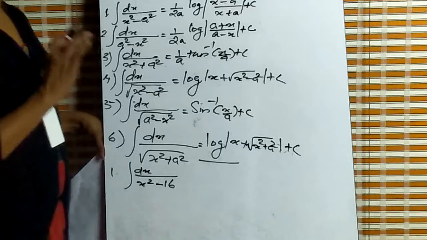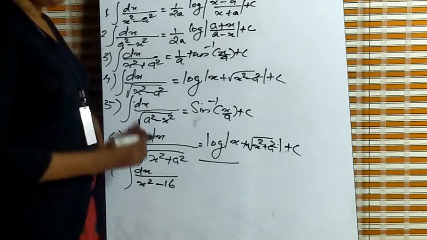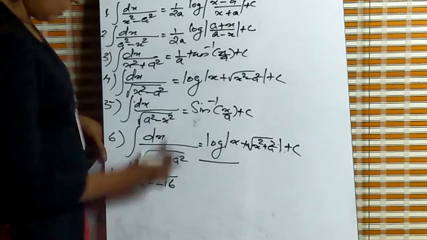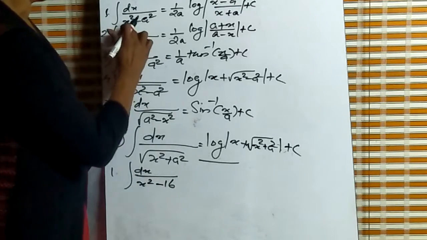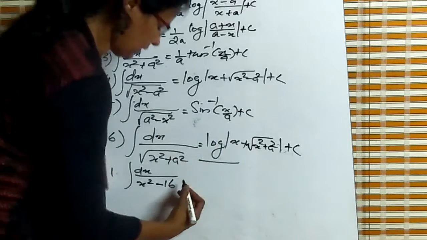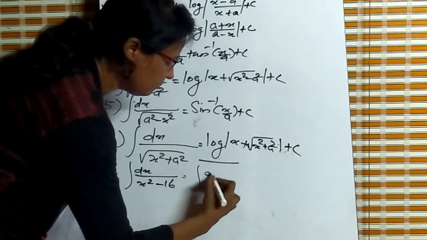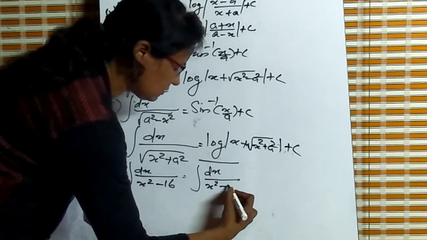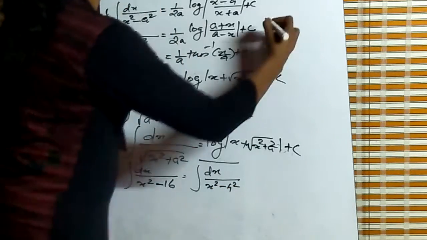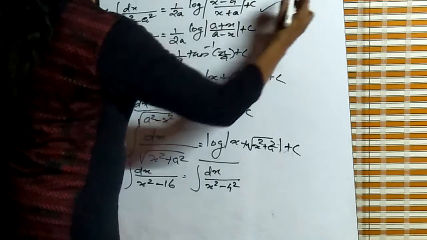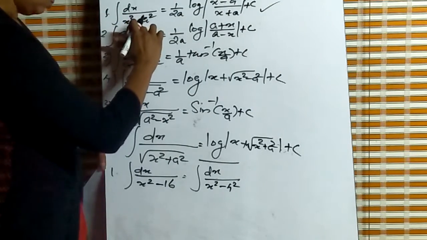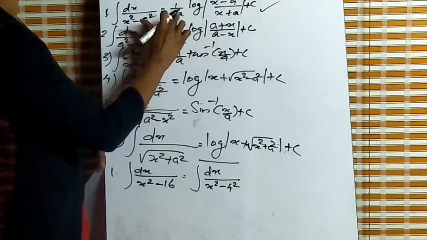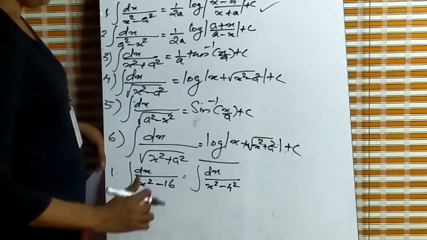Using these results, we are going to solve problems. First one, integral dx by x square minus 16. First, we convert this x square minus 16 into the form x square minus a square. That is equal to integral dx by x square minus 4 square. Now, this is in the first form, integral dx by x square minus a square. The answer is 1 by 2a into log x minus a by x plus a.